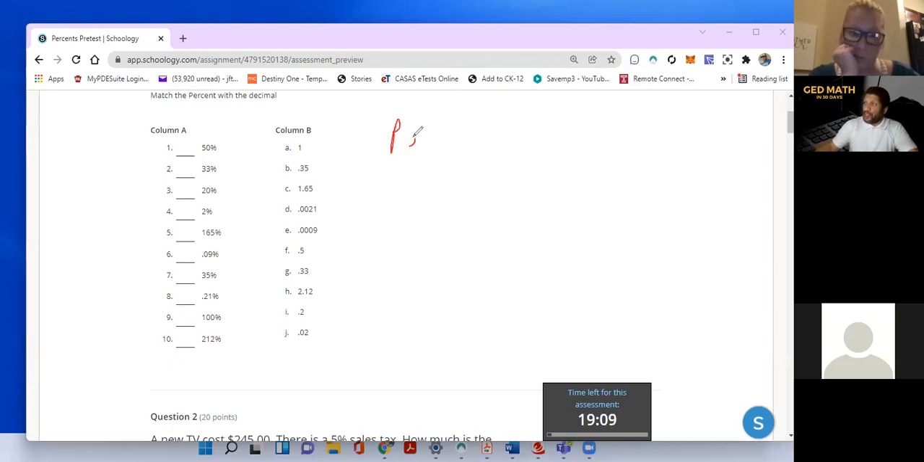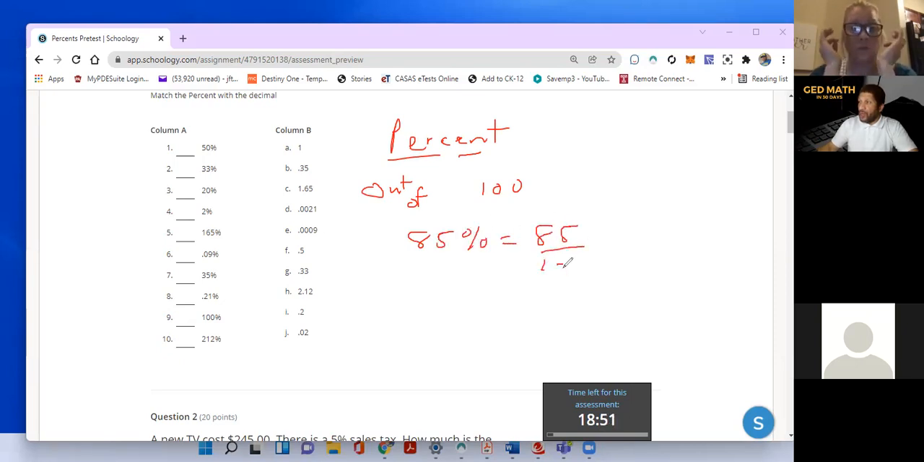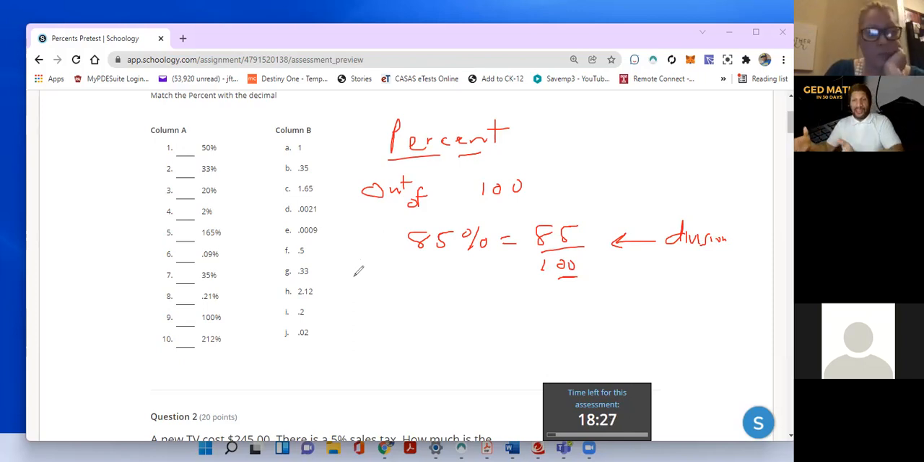Okay, so remember, percent, understand the word. Per is out of, cent means 100. So out of 100. So 85% is 85 over 100. Well, remember, this means division. So 85 out of 100 or 85% means 85 divided by 100. If you understand your powers of 10, since I'm dividing by 100, I have 2 zeros. That means I'm moving my decimal 2 places to the left. That's easy. To change any percent to a decimal, you just move your decimal 2 places to the left.